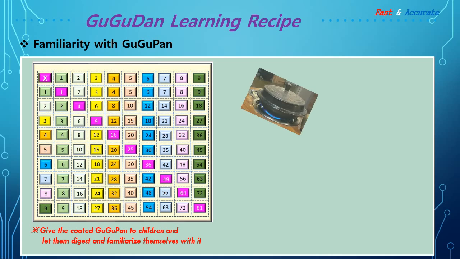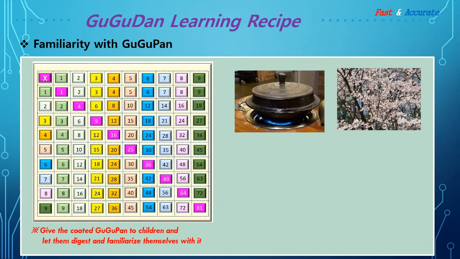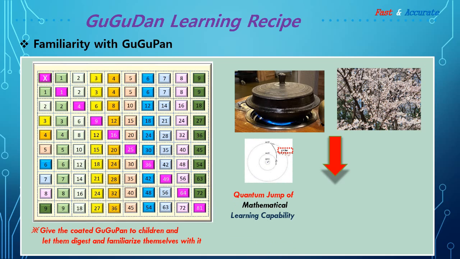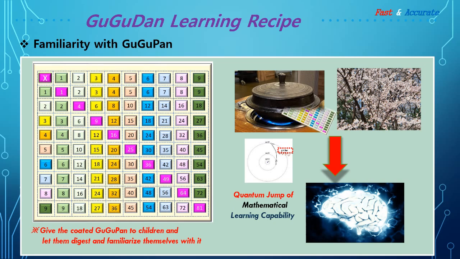As shown in the picture of the upper right, if you wait patiently, like waiting for the lights in the cauldron to ripen or waiting for the cherry blossoms in spring, at some point, children will be familiar with the Gugudan, just as the lights is ripe and the cherry blossoms in full bloom. At that point, there will be a significant difference in the ability to learn mathematics that can be called a quantum jump, and as a result, the GuGuPan will be imprinted on the children's brains, and they will be able to freely enjoy not only multiplication but also the mathematical playground of division, fractions, decimals, equations, and functions, etc., which they will learn sooner or later.